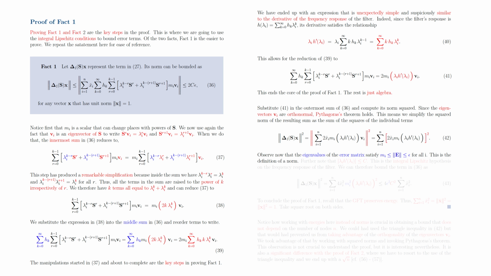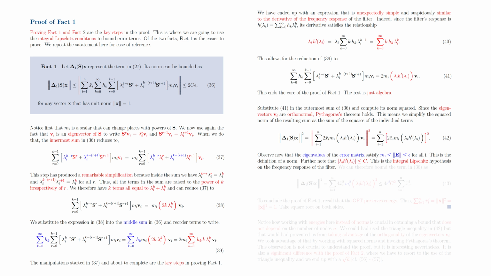Observe now that in 42, the eigenvalues of the error matrix are all of them bounded by epsilon. This is just the definition of a norm. The norm of a matrix is its largest eigenvalue. All of the eigenvalues m_i of the error matrix E are smaller than its largest, which is the norm epsilon.